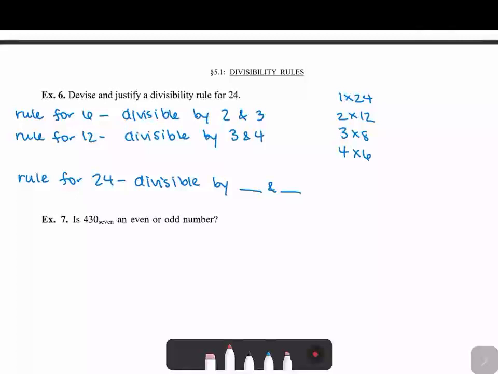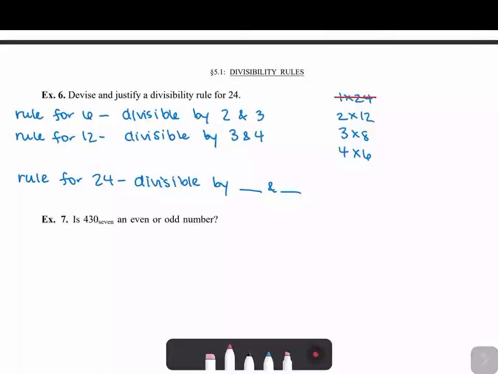Well, that doesn't help us at all, because everything's divisible by 1, right? You can divide anything by 1 and get no remainder, because you just get that thing back. And then 24 is not going to help us, just because we're trying to make this simple. We're trying to make a rule for 24 in terms of the factors of 24. Okay, well, what about 2 and 12?